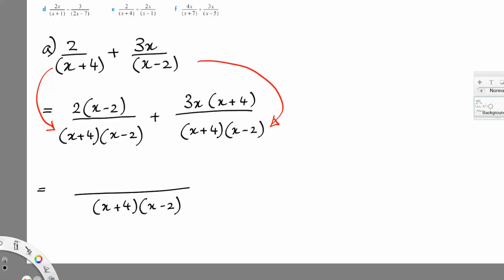And now I'm going to expand the brackets up the top. So I've got 2 outside of x minus 2. So that's going to become 2x minus 4 when I expand it. And then I've got 3x outside of x plus 4. So that's going to be 3x times x is 3x squared. And then 3x times 4 is positive 12x.